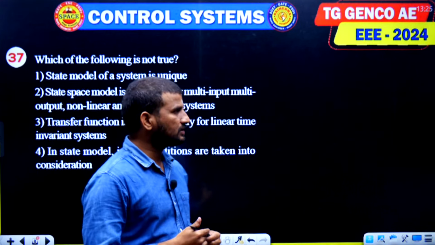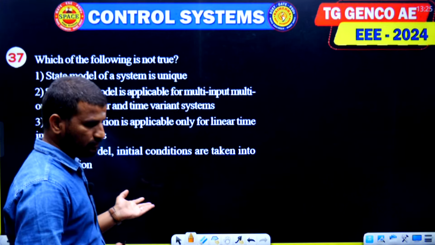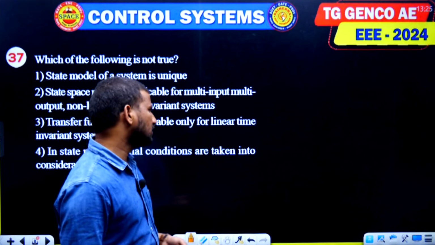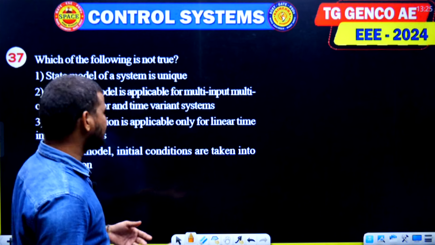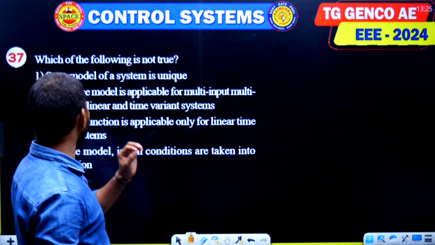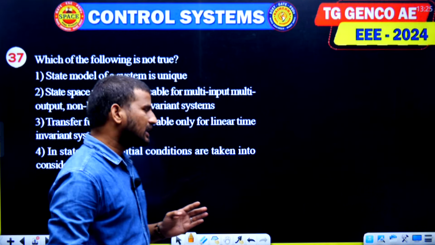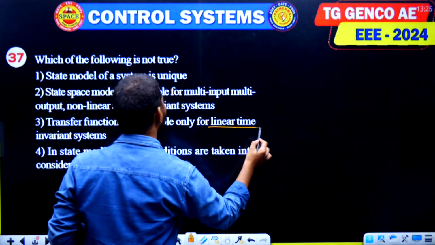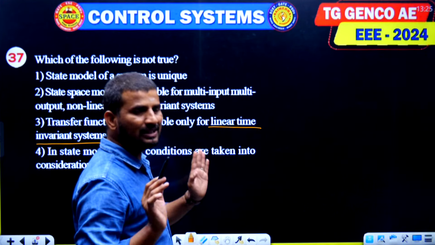Let us look at the next question. The question reads as, which of the following is not true? Let us see the options here. First option, a very familiar one, we know this well: transfer function applicable only for linear time invariant systems. While writing the definition of transfer function also, we write that the transfer function is applicable only for LTI systems.